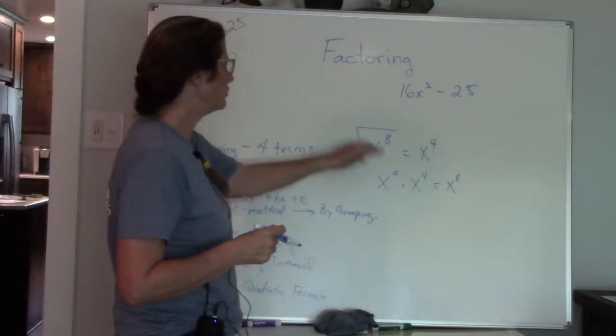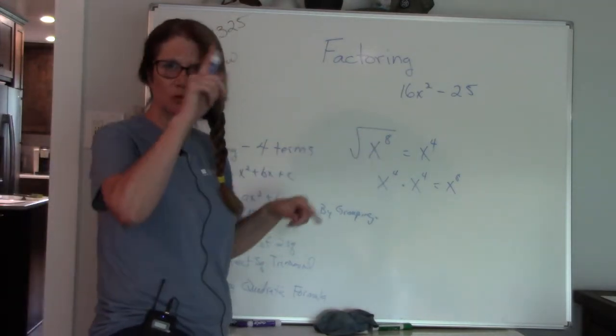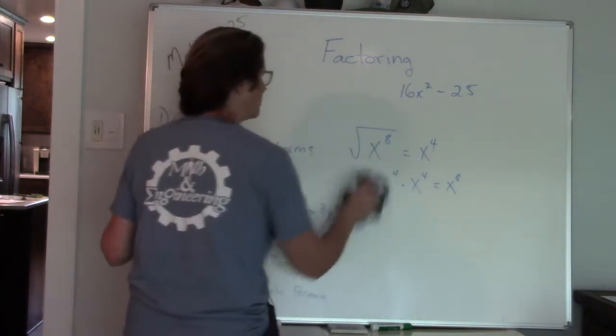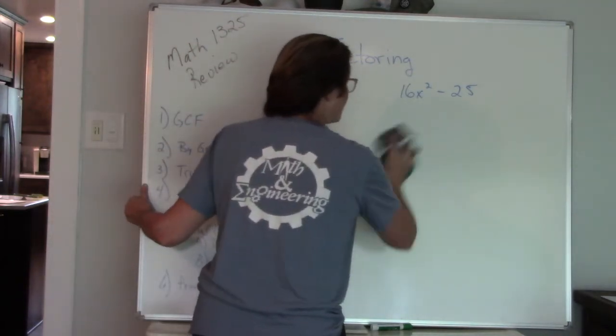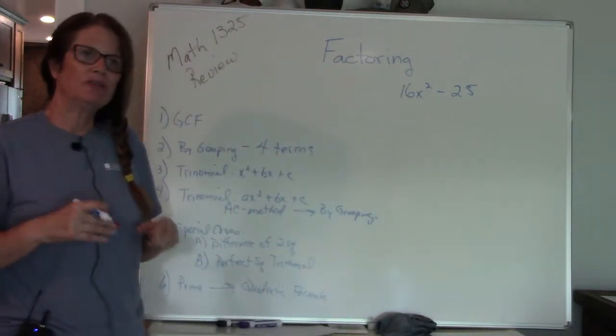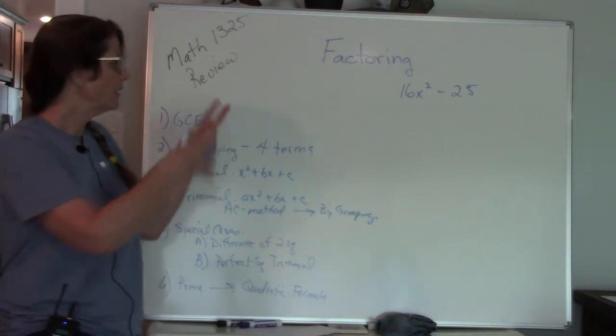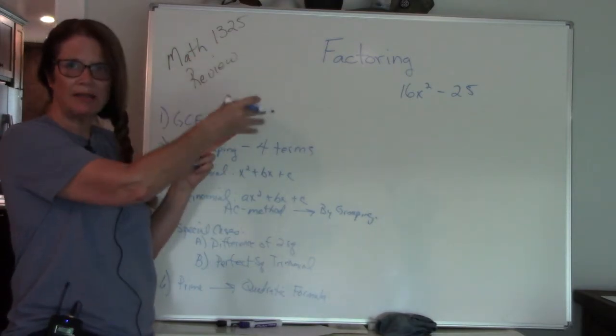So the root, and remember, that's what I'm looking for. What's the one number that I multiply together to get this? That's what your square roots are looking for. So with difference of two squares, it's a visual. You have to just see it. I have two terms, minus sign in the middle.